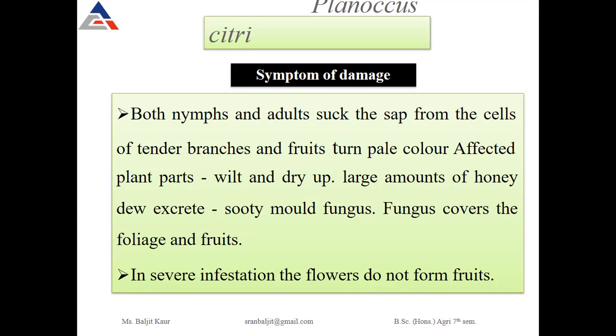Next is Planococcus citri. Both nymphs and adults of Planococcus citri suck sap from the cells of tender branches and from the fruits. These fruits turn pale in color, and the affected plant parts wilt and dry up. A large amount of honeydew is excreted, and it causes sooty mold fungus growth. The fungus covers the foliage and fruits. In severe infestation, the flowers do not form fruits.